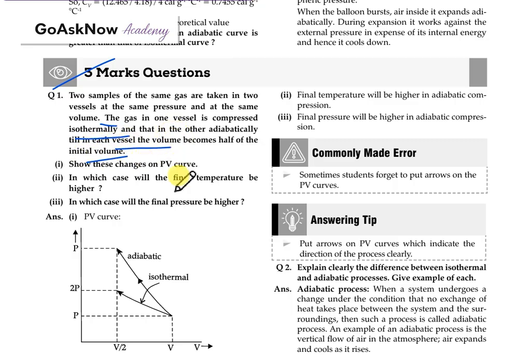So show these changes on the PV curve. In which case will the final temperature be higher, and in which case will the final pressure be higher? So three things we'll have to find. Firstly, this graph will be between P and V. First, we will have to show the changes in the PV curve.